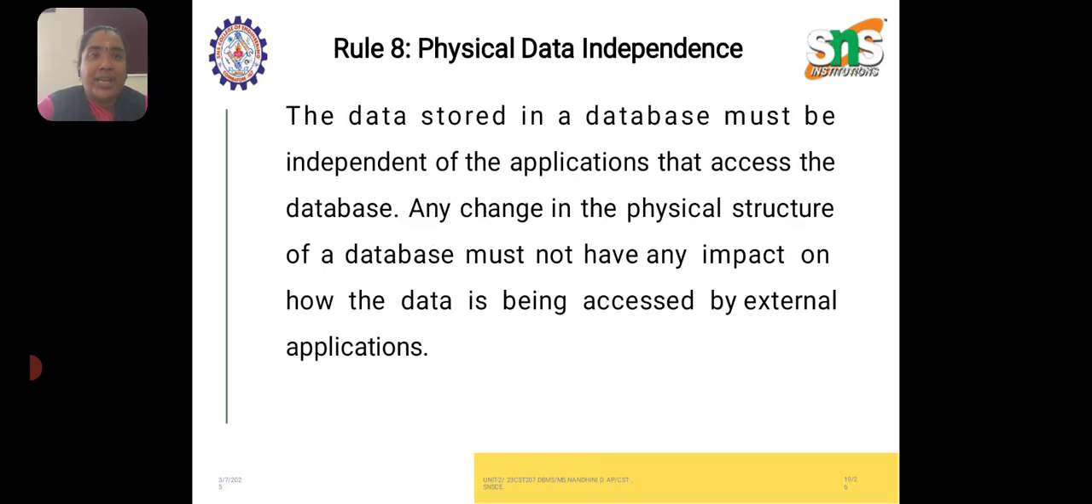Next one is rule 8, physical data independence. The data stored in a database must be independent of the applications that access the database. Any changes in the physical structure of a database must not have any impact on how the data is accessed by the external applications. And the physical data independence says that if a database consists of a table, it must be accessed in an external application, not by an internal application.